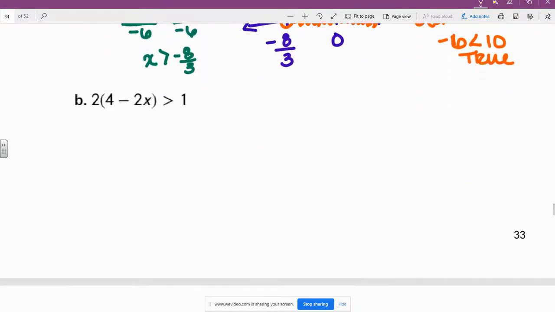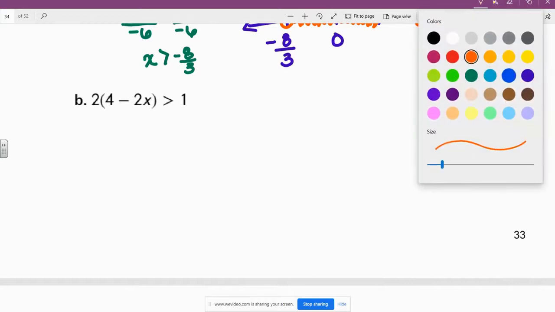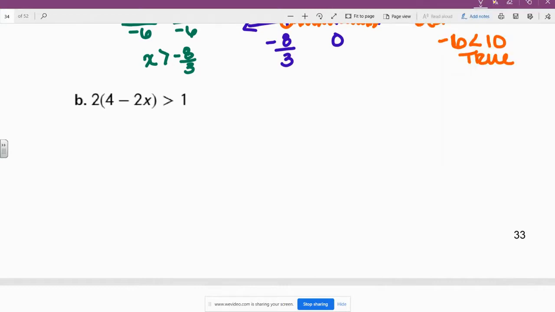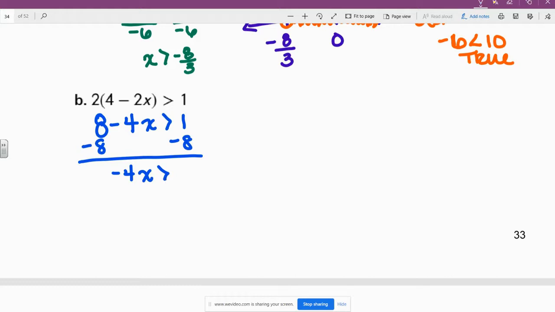Again, you can either pause and do it by yourself and then fast forward to the answer, or you can do it with me if you still need some more examples. So 2 times 4 is 8. I'm distributing here. 2 times -2x is -4x. And then my goal is to get x by itself, so I'm going to take 8 off of both sides. I'm going to end with -4x is greater than -7.